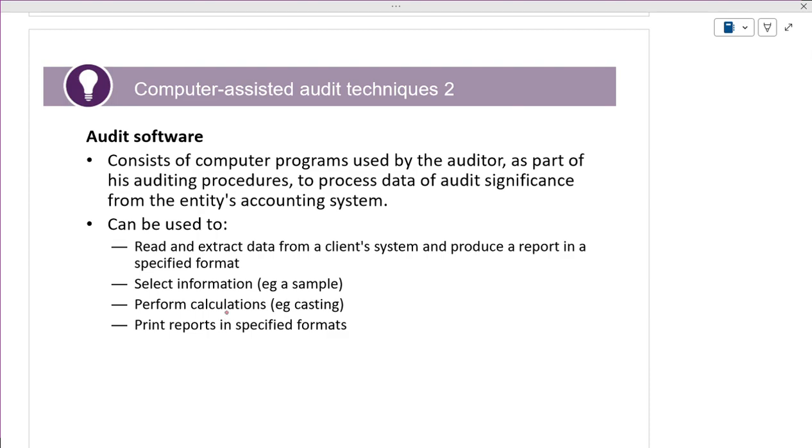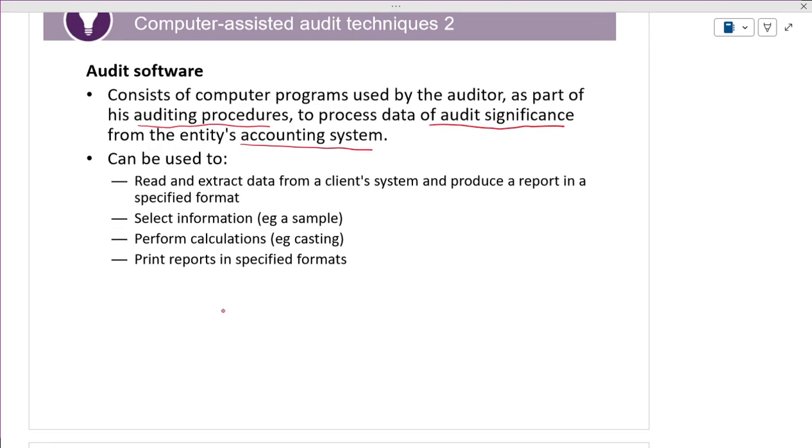Programs used by the auditor as part of his auditing procedures to process data of audit significance from the accounting system. How are we doing this? Read and extract data from the systems and produce a report in the required format.